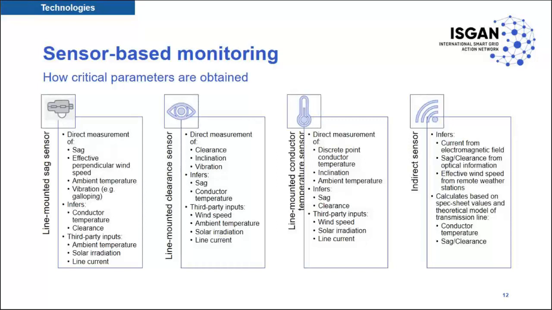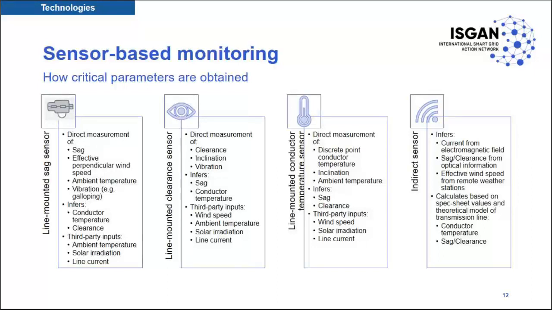Comparing the available methods from left to right, you have the sensor-based method with line-mounted sensors measuring sag, which is our method. The nice thing about it is that the third-party inputs that you see at the bottom of the box are only ambient temperature, solar radiation, and possibly line current, because the same sensor also measures the effective wind affecting the conductor.